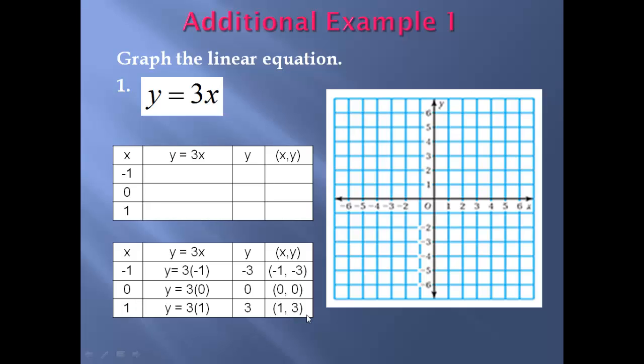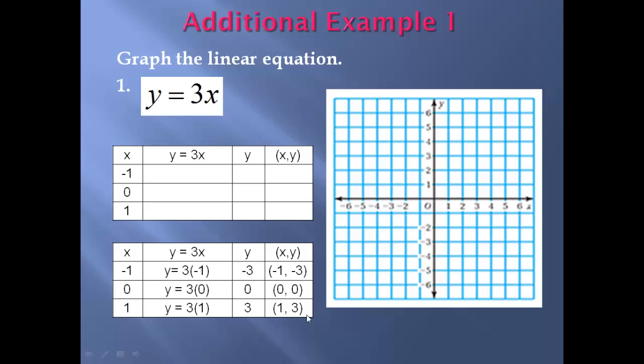When you're graphing equations, you can pick any number for x. The numbers that I picked for this problem were negative 1, 0, and 1. But we could have picked anything. We could have picked negative 5. We could have picked positive 10. We can pick any numbers that we want to.